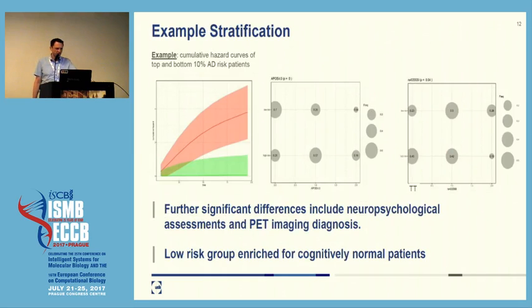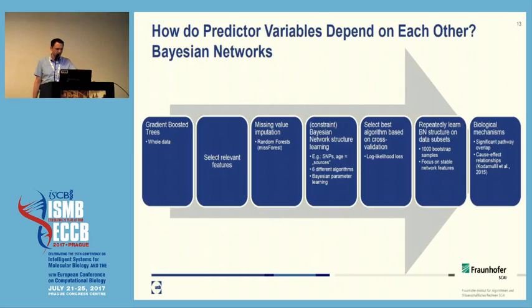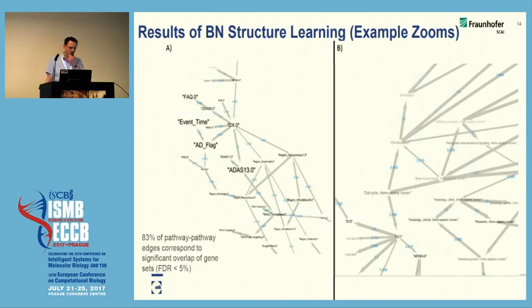We can also stratify patients by the model, but I will go a little bit faster now due to the lack of time. What we did was also to learn an ensemble of Bayesian network structures in order to see what could be dependencies between different features. This shows two example zooms into such a network structure, which highlights on one hand different brain regions and their connections with, for example, neuropsychological assessment scores. On the other hand, also the dependencies of those on, for example, ApoE4, which is one of the major risk factors. And ApoE4, as seen in the right-hand side picture, is dependent here on cell cycle.